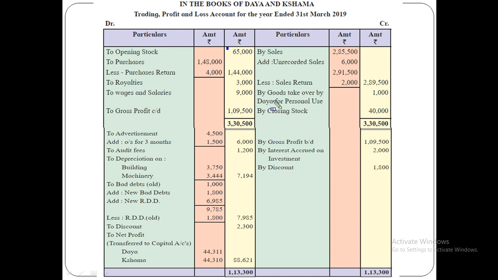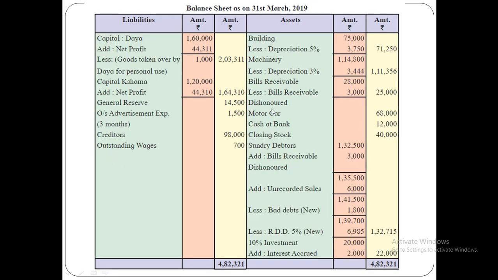Bills receivable goes to the asset side. Bills receivable is shown in the inner column because it has an adjustment. It is on the asset side but in the inner column.